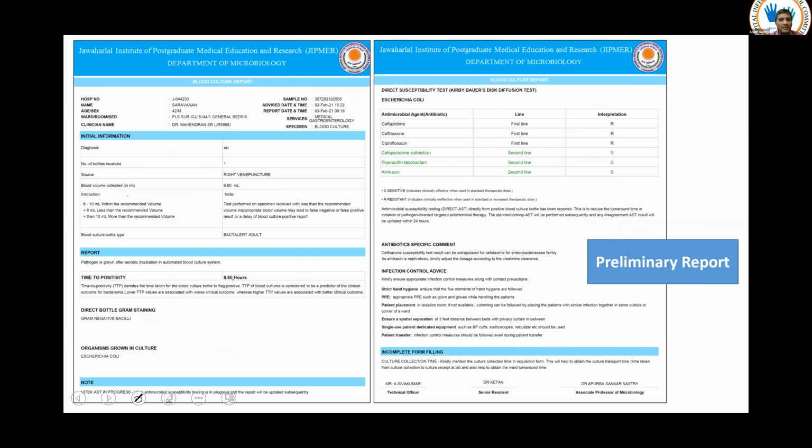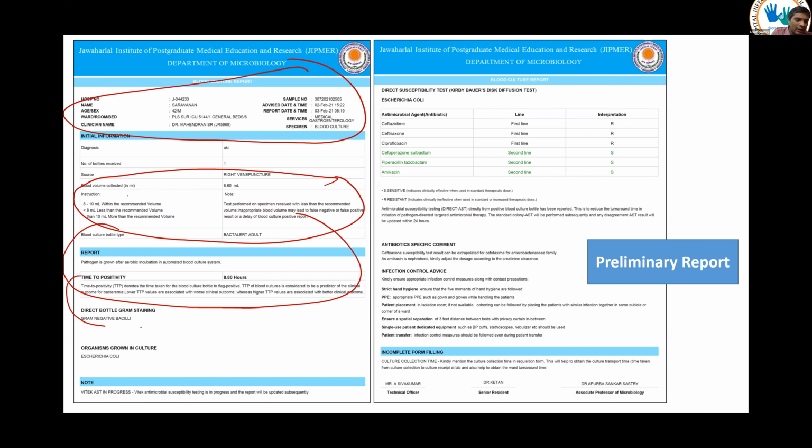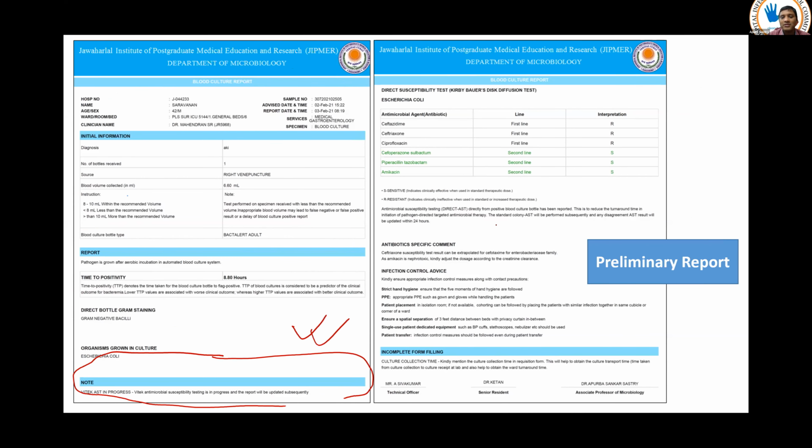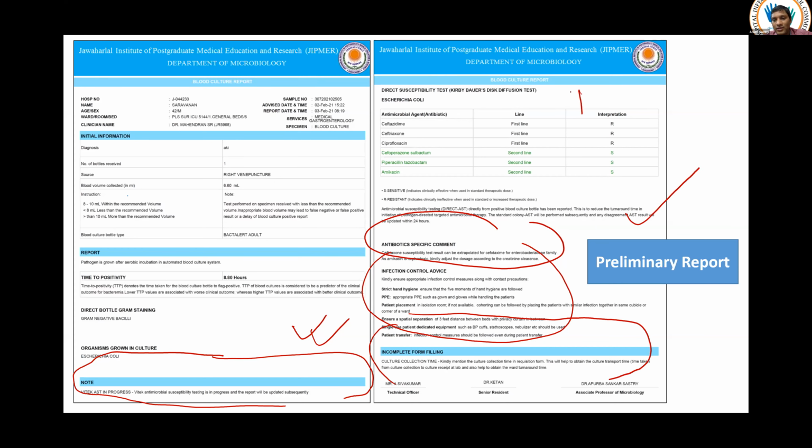The PDF will have around 4 pages. Page 1 has demographic information, blood volume information, time to positivity, direct Gram stain report, and organism name. Page 2 has the antibiotic report. This is a preliminary report, therefore the direct susceptibility test or DST report is incorporated with a specific comment that Vitech AST is in progress. Along with that, antibiotic-specific comments, infection control advices, and incomplete form filling comments are generated. So this is a preliminary report which goes with the DST report.